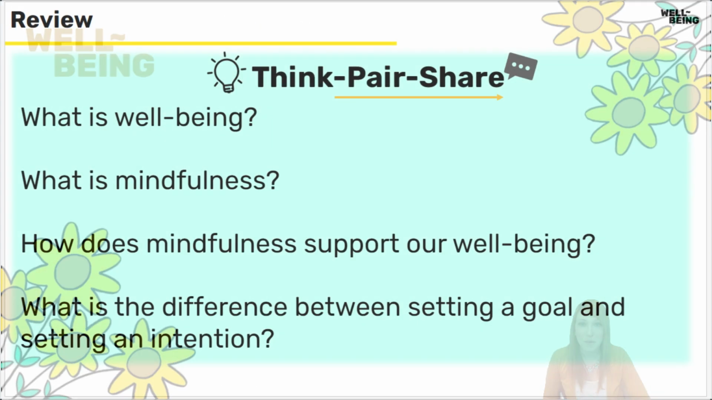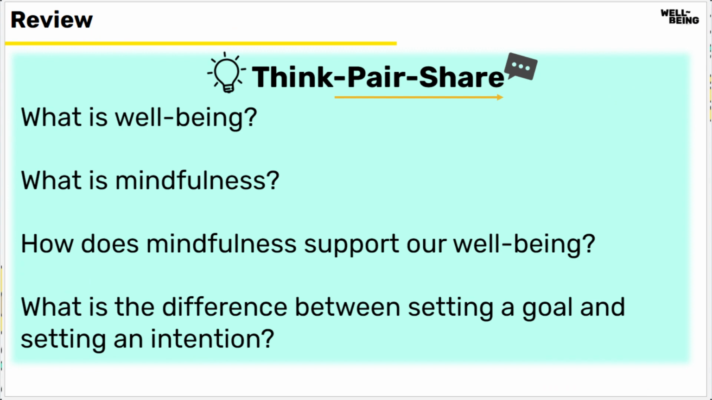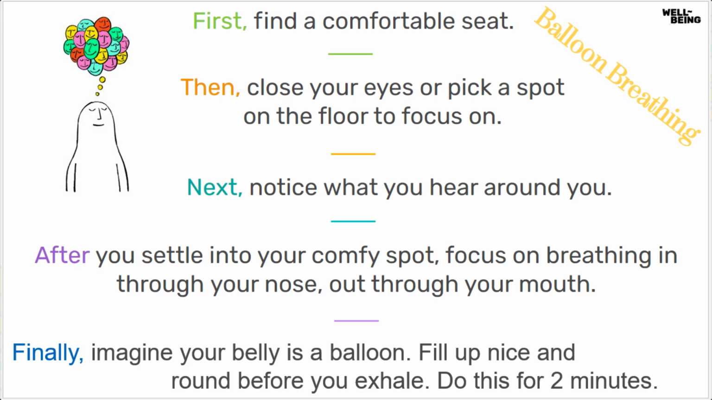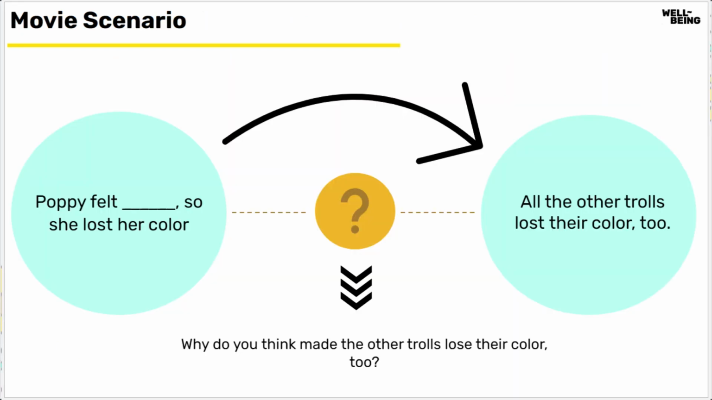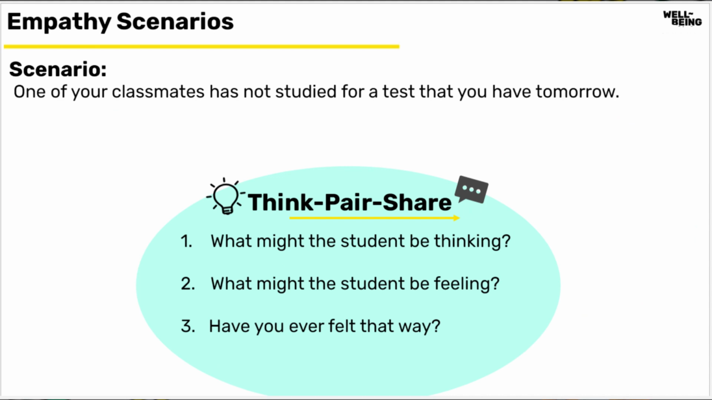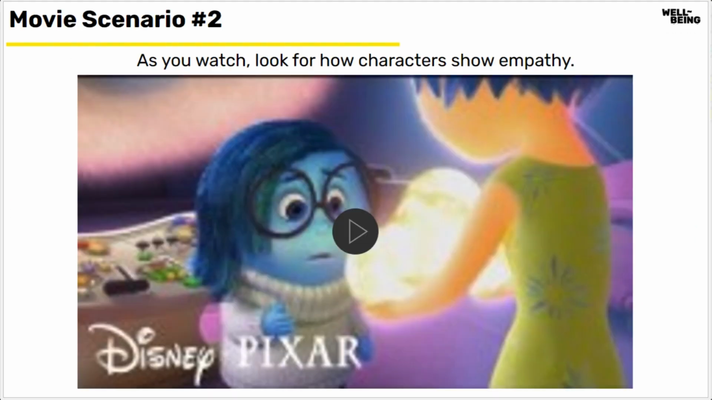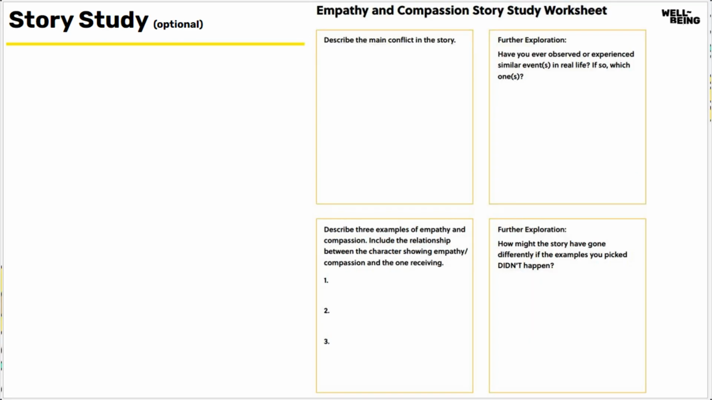This lesson begins with a review of what they've learned in lessons 1 through 7, which includes well-being, mindfulness, setting intentions, and gratitude. Then you'll find a movie clip to illustrate empathy and a follow-up discussion. Then your students will discuss a series of sample scenarios to build their knowledge and feelings of empathy, followed by another movie clip example. Finally, students will come up with their own example of a story where a character showed empathy and use the empathy and compassion story study worksheet to make connections to their example and analyze the story.